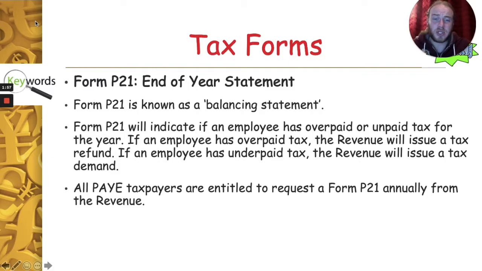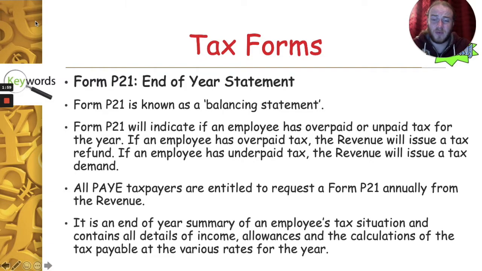All PAYE taxpayers are entitled to request Form P21 every year from the Revenue, and basically it's an end-of-year summary showing what your tax situation is and what your allowances were, what your income is, and the tax you should have paid versus what you paid, and the difference.